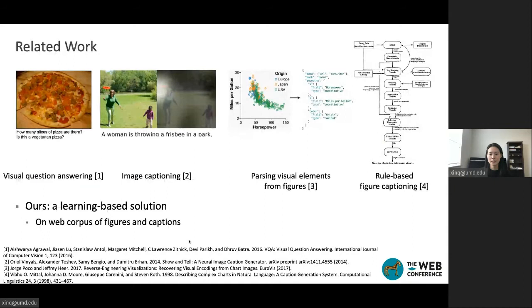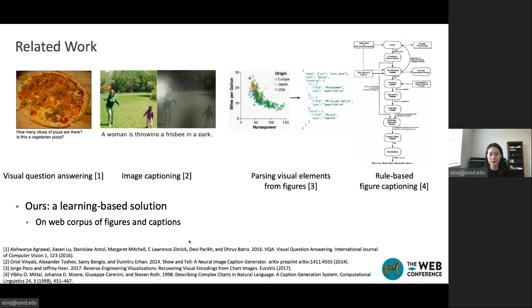To automatically generate captions for figures, one could imagine machines taking a process like how humans generate captions. The machines need to parse figure elements, reason over the relationships between elements, then describe the relationships in natural language. Recent advances in more general vision language problems, such as visual question answering and image captioning, show how well the machine can reason about and describe an image.